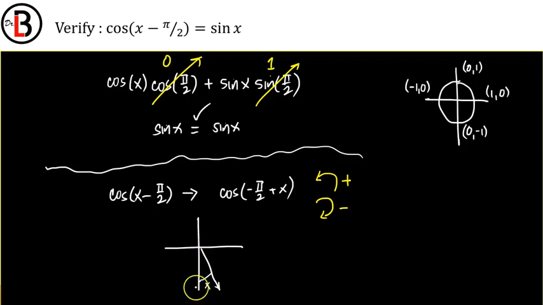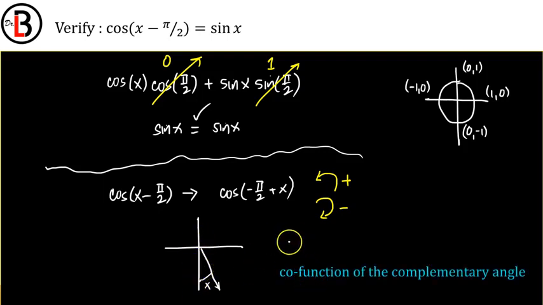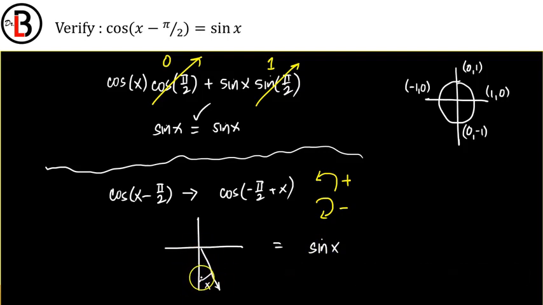Since it is attached to the y-axis, it becomes a co-function. So I can say here that this one is simply sine of x. And in the fourth quadrant, the sign for cosine is positive. Therefore, the answer here is simply sine of x. So either you use the sum and difference formulas, or you can use the properties of negative 90 plus theta, or negative 90 plus an angle.